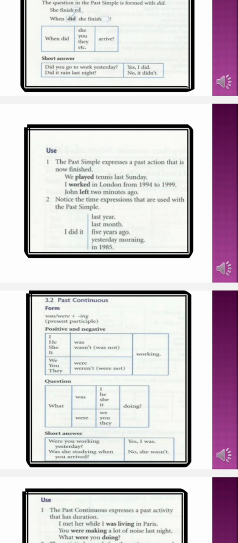Number 2. Note the time expressions that are used with the past simple. For example, I did it last year. I did it last month. I did it 5 years ago. I did it yesterday morning. I did it in 1985.